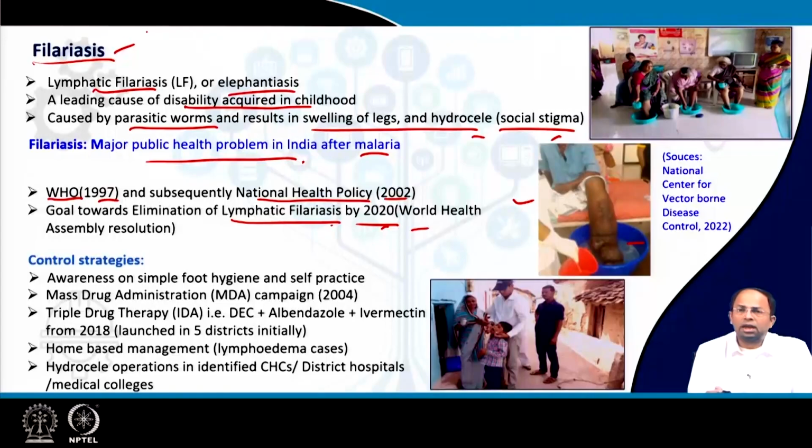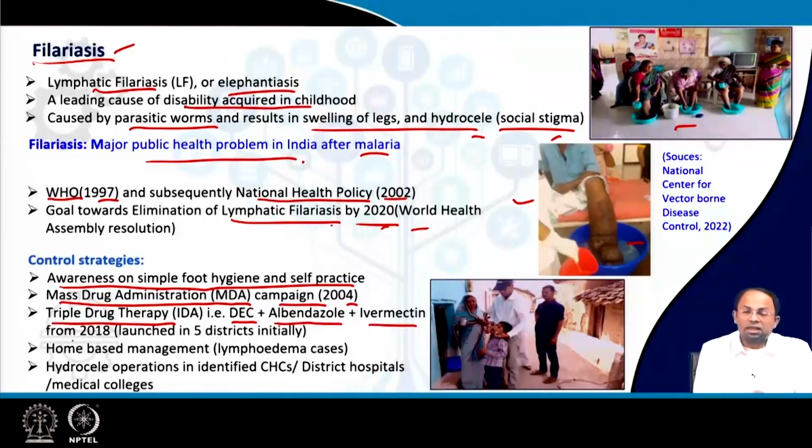So, how do we control that? We control it via awareness of simple foot hygiene and self-practice like cleaning of the foot. Then there is medicine for this: a mass drug administration campaign in 2004. With this medicine you can prevent it. Now we do triple drug therapy, which includes DEC, albendazole and ivermectin, and this started from 2018. Home-based management is also there, and hydrocele operations can be carried out in community health centers and district hospitals, hydrocele being another problem that arises from this particular disease.